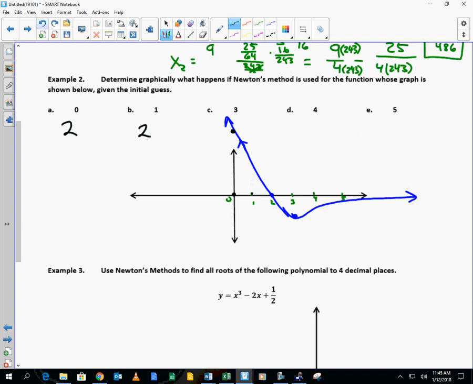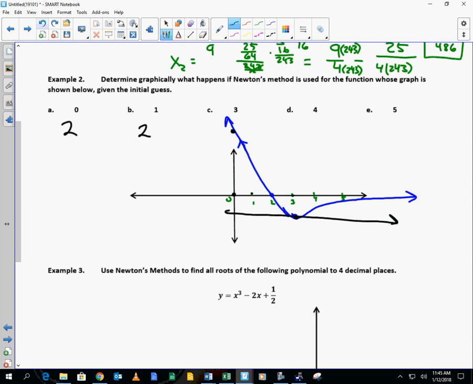What if I guess 3? I guess 3. And so I find the location on the curve. What do I do then? Draw the tangent line. Does that tangent line ever cross the x-axis? Because it has a slope of 0. So your next goal is to locate where it crosses the x-axis, but it doesn't.